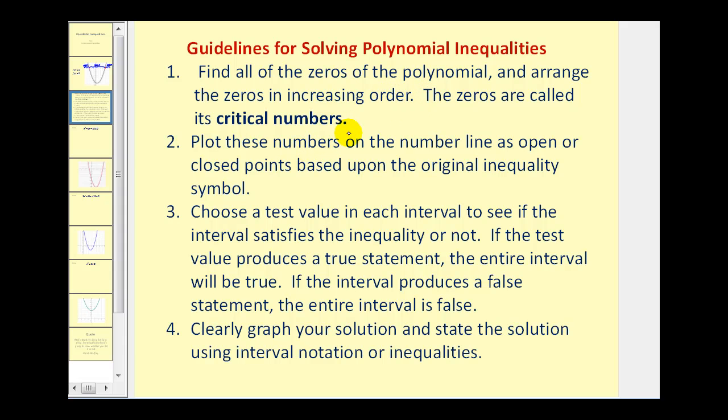Next, we'll plot the numbers on the number line as open or closed points based upon the original inequality symbol. And then we're going to choose a test value in each interval to see if it satisfies the inequality or not. If the test value produces a true statement, the entire interval is true. And if the test value produces a false statement, the entire interval is false. So from that information, we can clearly graph our solution and then state the solution using interval notation or inequalities. Let's go ahead and try a few.